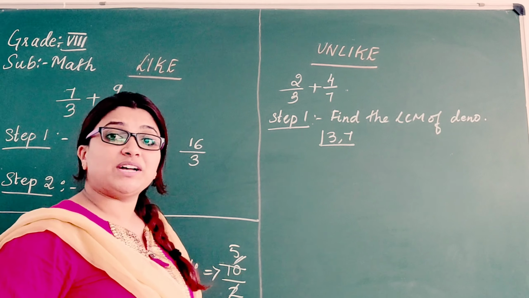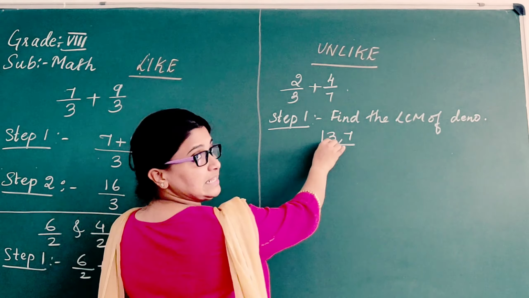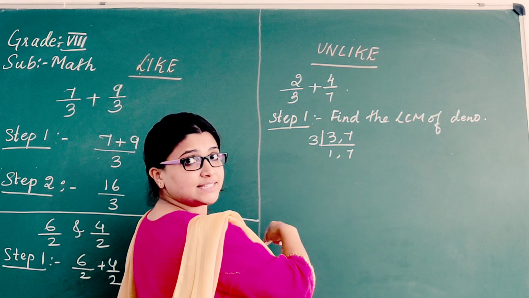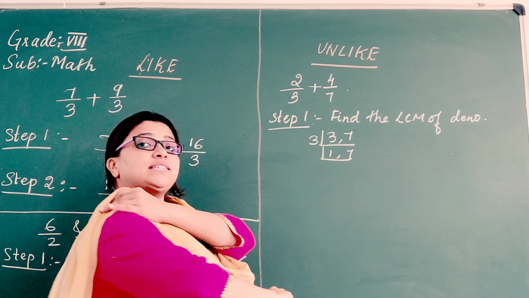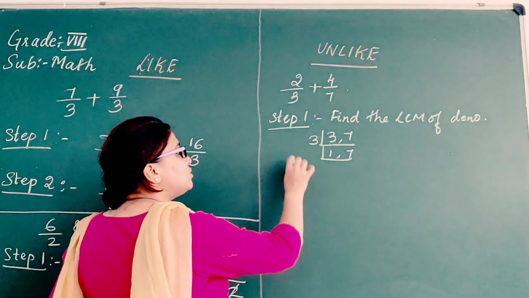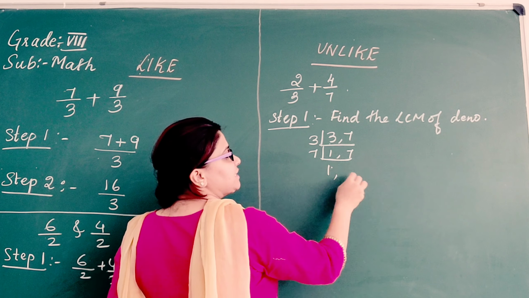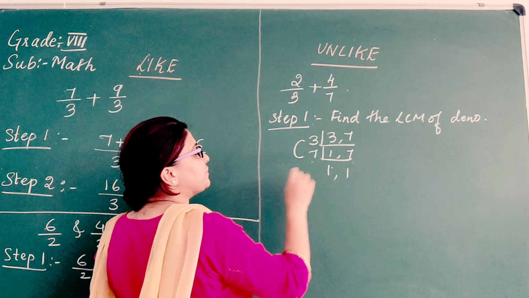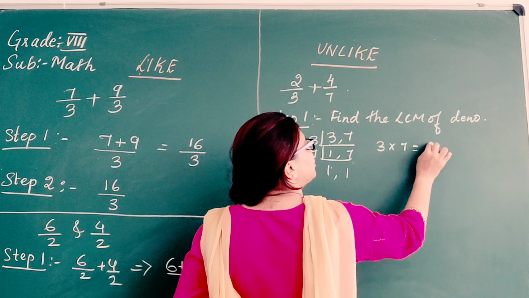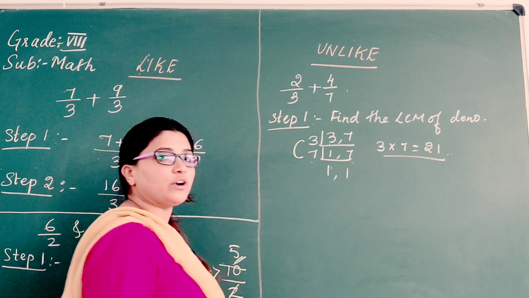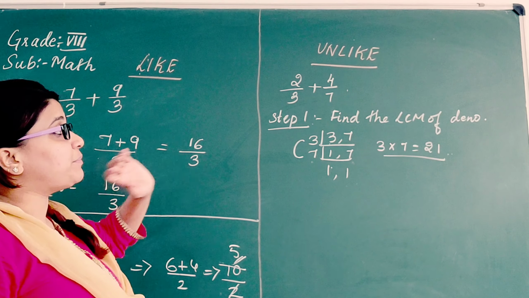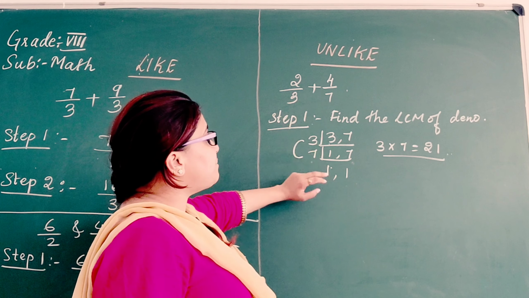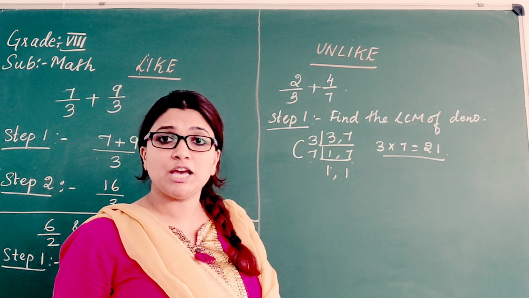What do I do? I have to consider first the least number. The least number is 3. 3 ones are 3. Keep 7 as it is because 3 doesn't go in 7. Now, where does 7 go in? 7 goes in only the 7 table. So 7 as it is, 7 ones are 7. So what is 3 into 7? 3 into 7 is 21. So my LCM is 21. So the first step is to find the LCM of my denominators 3 and 7. LCM is nothing but 3 sevens are 21.